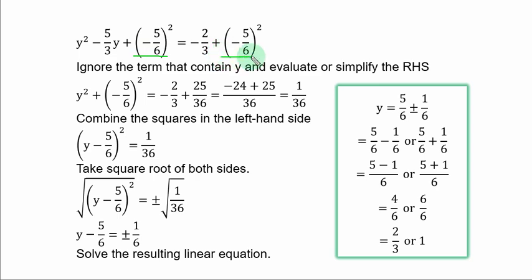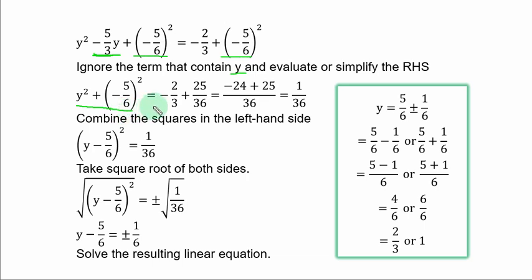The next step is to ignore the term that contains y. This term that contains y, you ignore it. And at the same time, you evaluate or simplify the right hand side to a single fraction. If you ignore this term, you have this result.